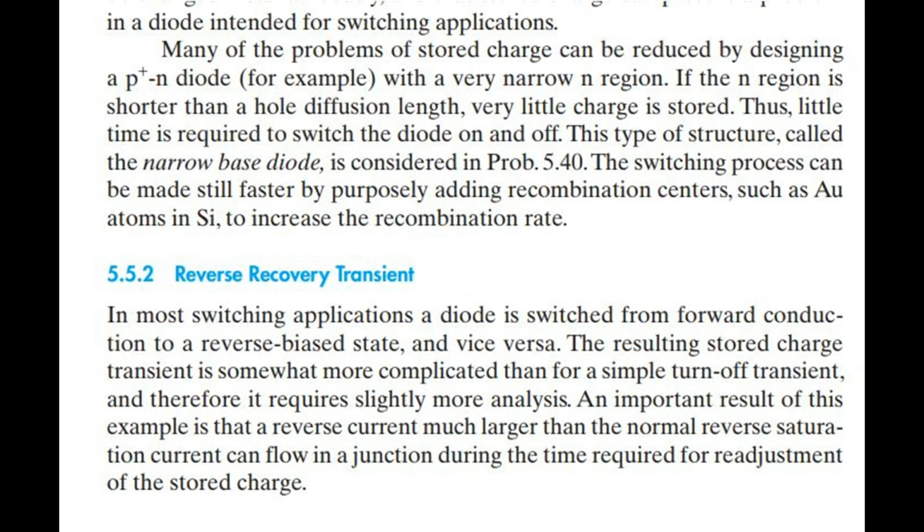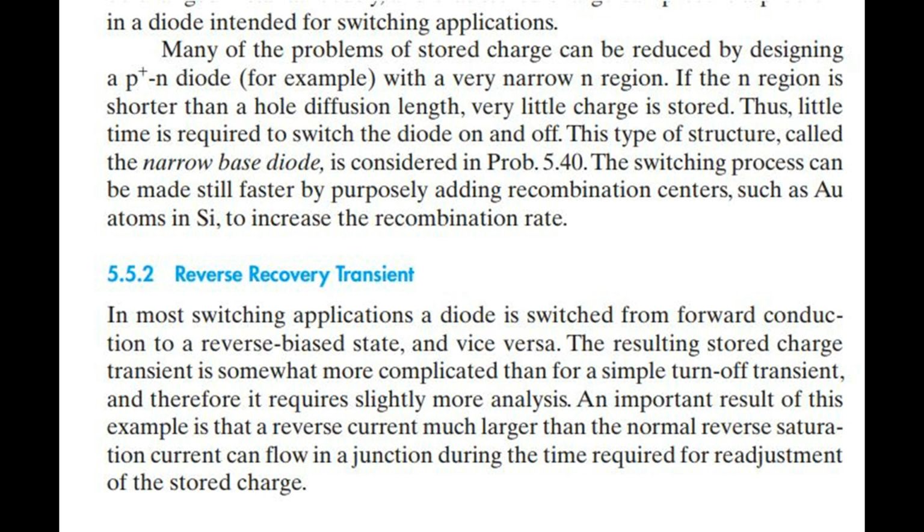In most switching applications, a diode is switched from forward conduction to a reverse biased state, and vice versa. The resulting stored charge transient is somewhat more complicated than for a simple turn-off transient, and therefore it requires slightly more analysis. An important result of this example is that a reverse current much larger than the normal reverse saturation current can flow in a junction during the time required for readjustment of the stored charge.